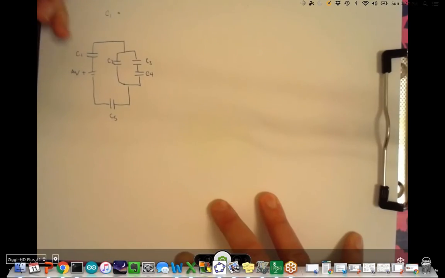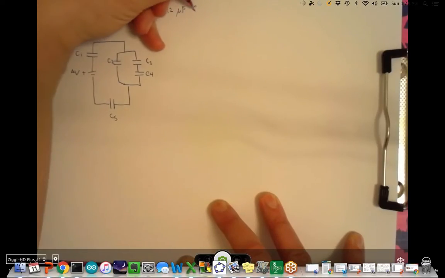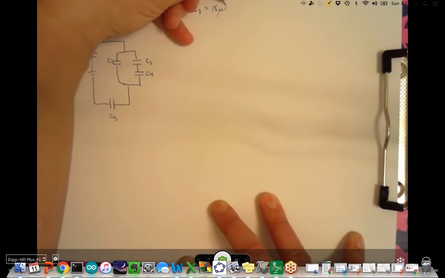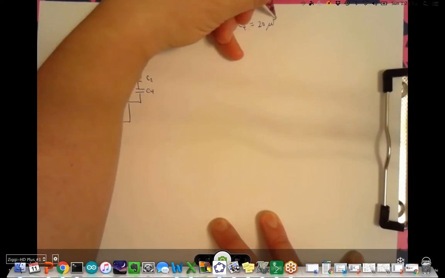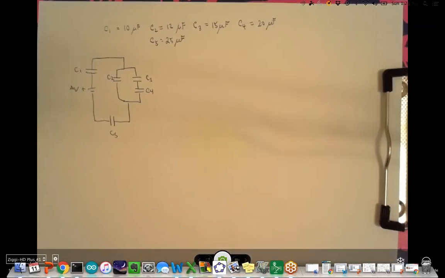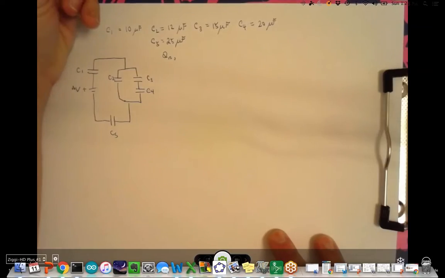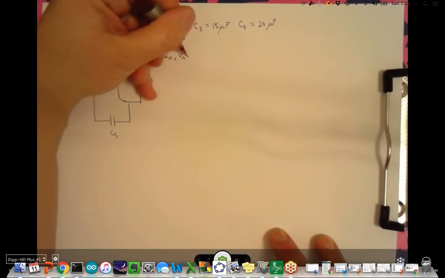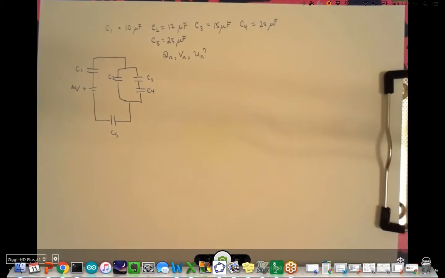And let's say C1 is 10 microfarads. C2 is 12 microfarads. C3 is 15 microfarads. Oops, sorry, you can't see those. C4 is 20 microfarads. C5 is 25 microfarads. All right, and did I bring my calculator? Yes, I did. Okay. All right, so we want to find the charge on all of these, and we want to find the voltage across all of these, and we want to find the energy stored in all of these. All right, so we've got three different terms we want to find here.